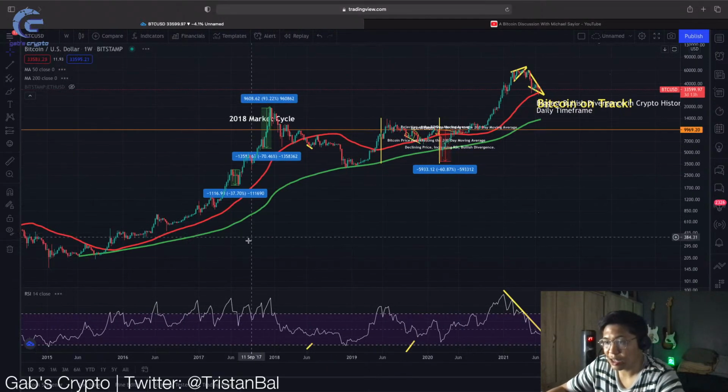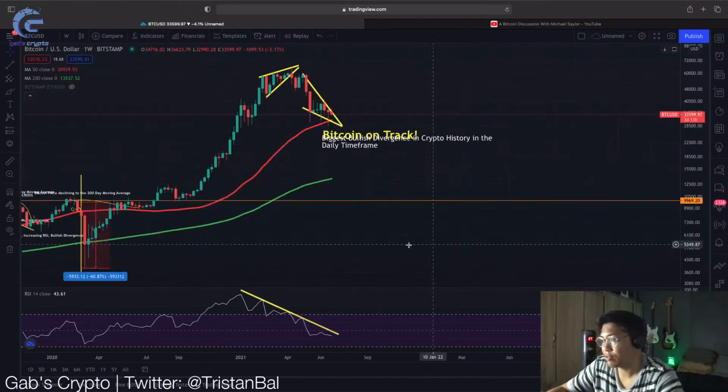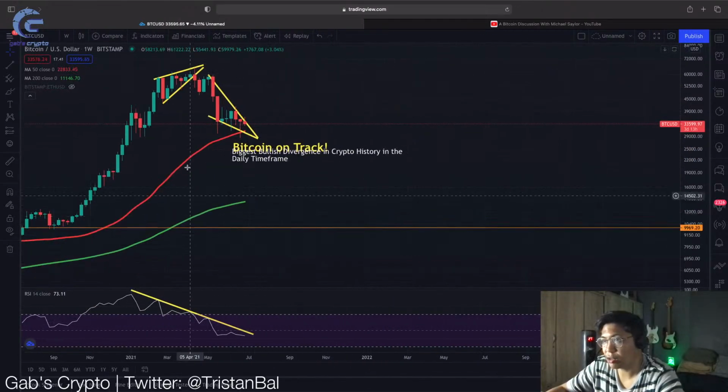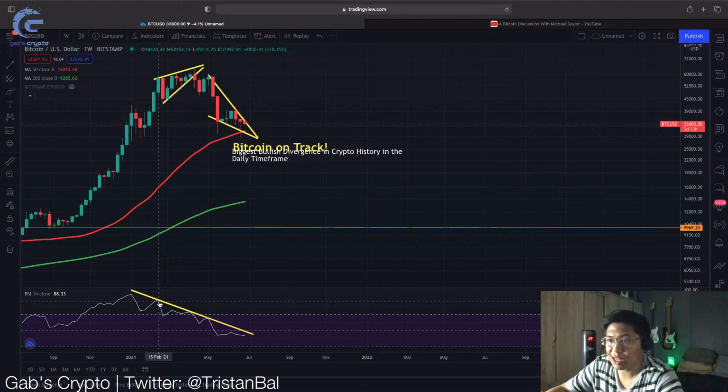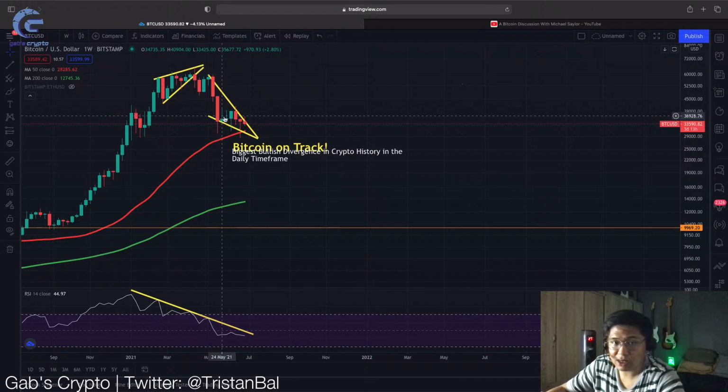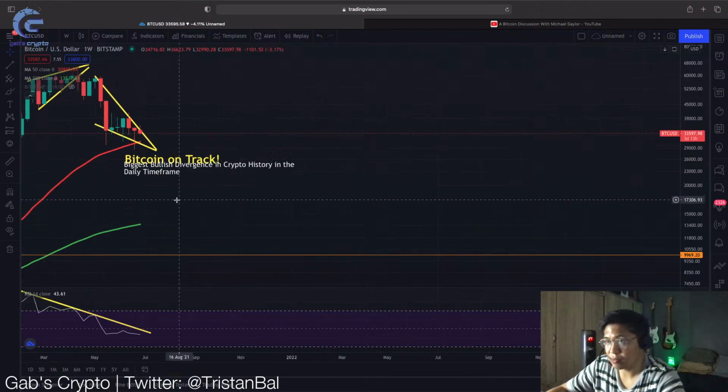And yeah, yun yung kailangan nating abangan, kasi if we are going to check this one out, every time na nag-resist tayo sa kanyang RSI, doon tayo nagdo-drop sa Bitcoin price. So kailangan natin ma-break itong RSI resistance natin dyan.